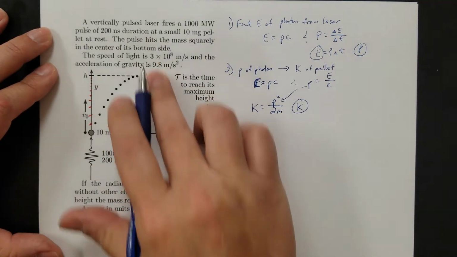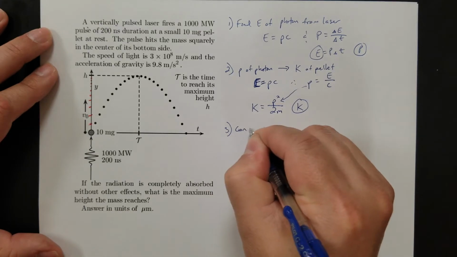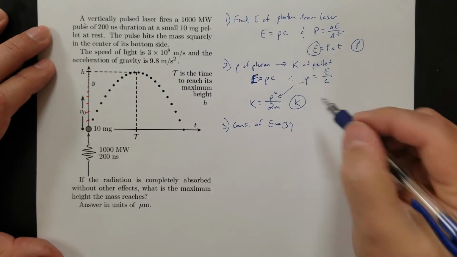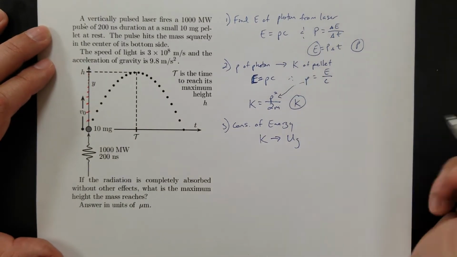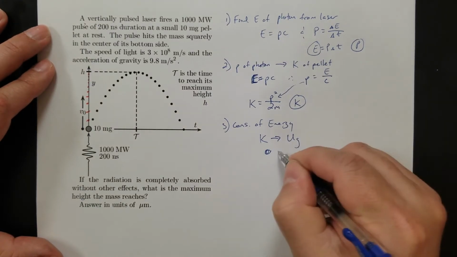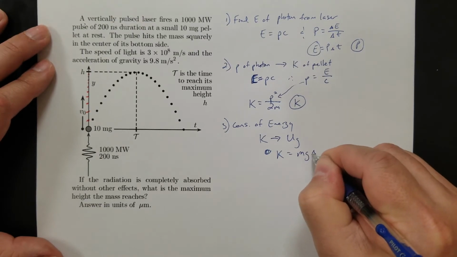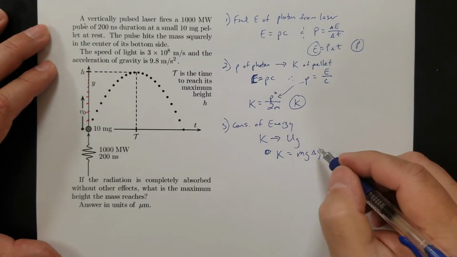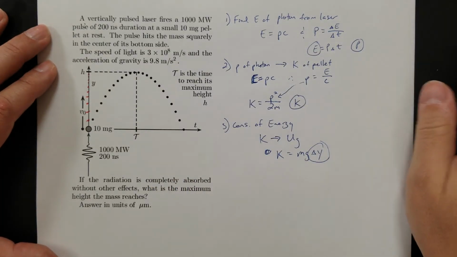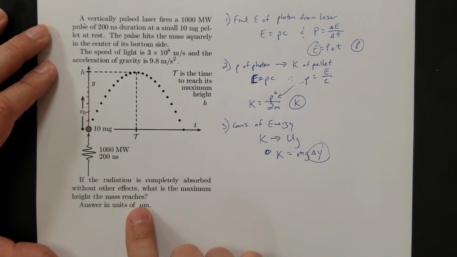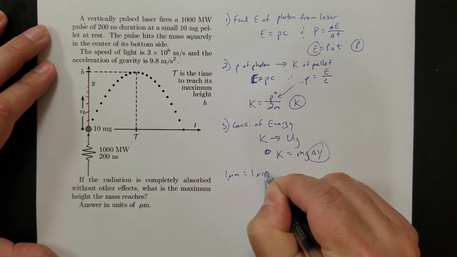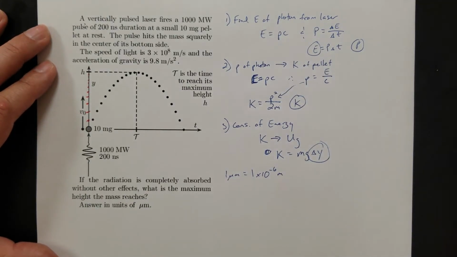Because now I'm just trying to figure out how high it went, right? So now it just becomes a conservation of energy problem, right? So kinetic energy becomes gravitational potential, right? Easy peasy. So you can say the kinetic energy equals mg delta y, and you can solve for delta y, right? You can just divide over mg, and then you can solve for the height that it goes, right? And then just remember, you got to convert to micrometers, right? So whatever your answer is, 1 micrometer is 1 times 10 to the minus 6 meters. All right, so not too terrible.